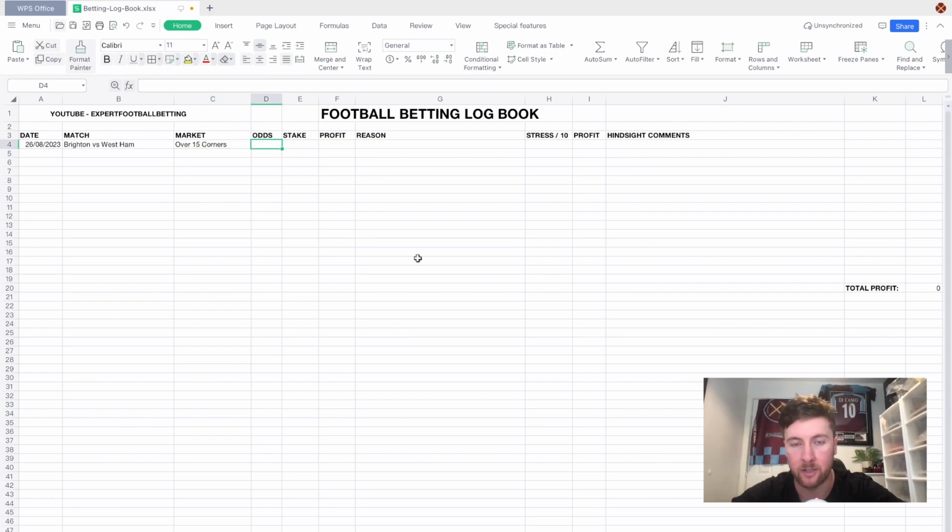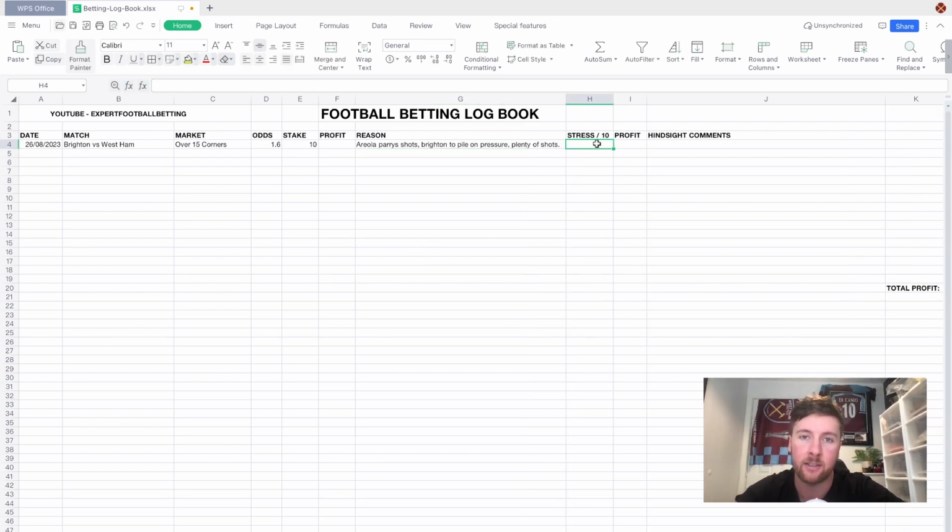Now, I'm not sure what the odds would have been, but let's say the odds were 1.6, maybe. Stake was £10. The reason why we placed the bet is just what I said then. Areola parries shots, Brighton to pile on pressure, plenty of shots. Stress at this time, it's the first bet of the day. Very calm, no stress. Let's put a 2 out of 10.